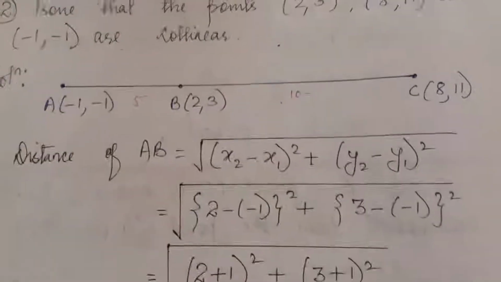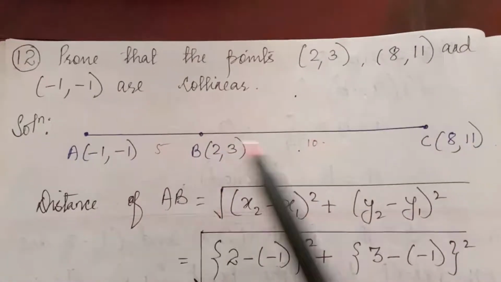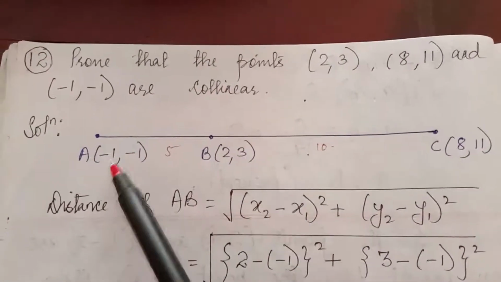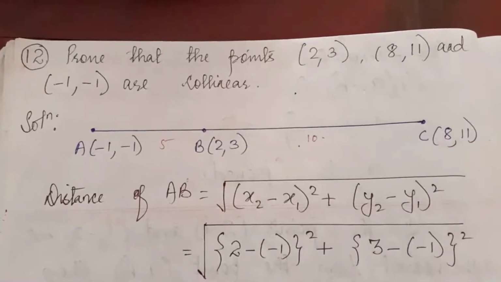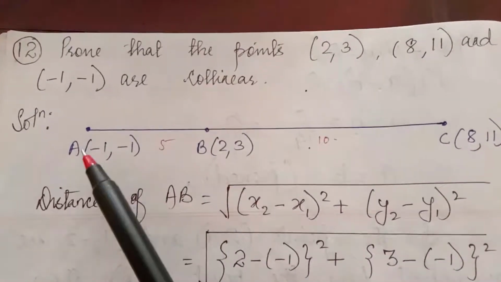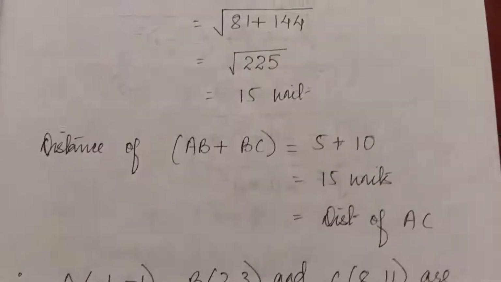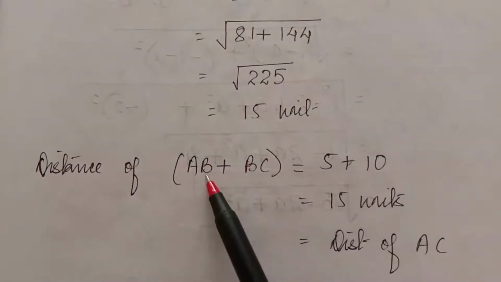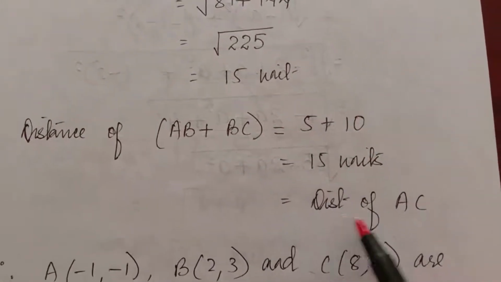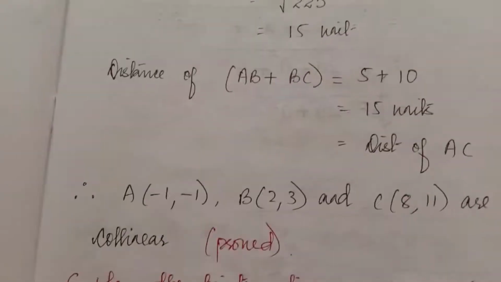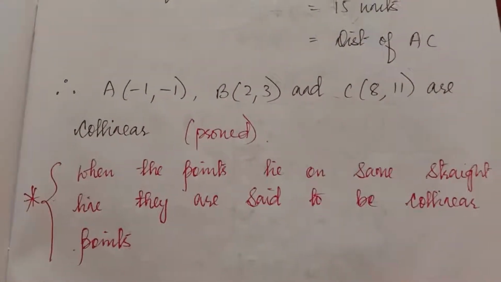See, in total this is 15 units. This is 5, this is 10. So 5 plus 10 is 15. And when you find AC directly, it is again 15. That means it shows that these 3 points lie on the same straight line. So the calculation part is your distance of AB plus BC. If you add, it will come 15, which is the distance of AC. So it proves that these 3 points lie on the same straight line. So they are collinear.